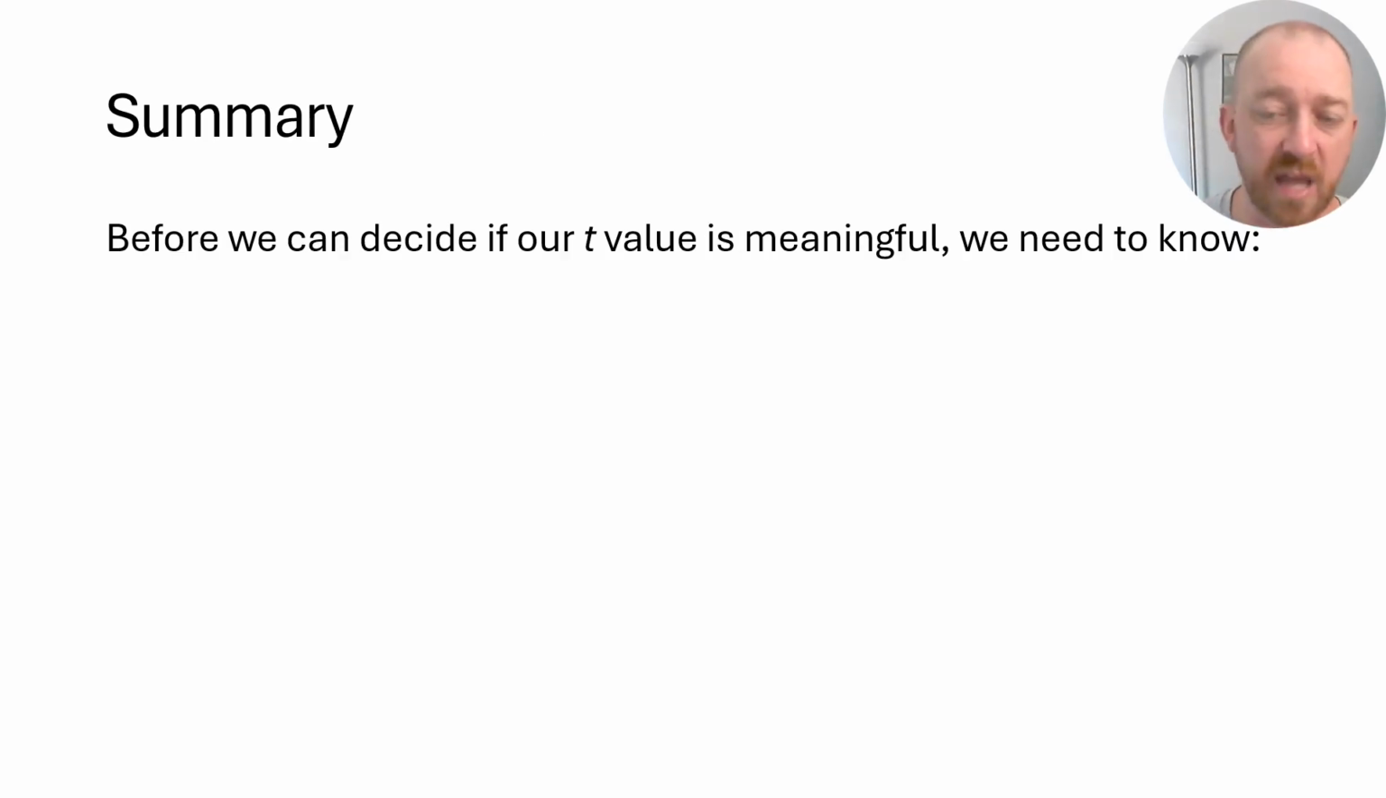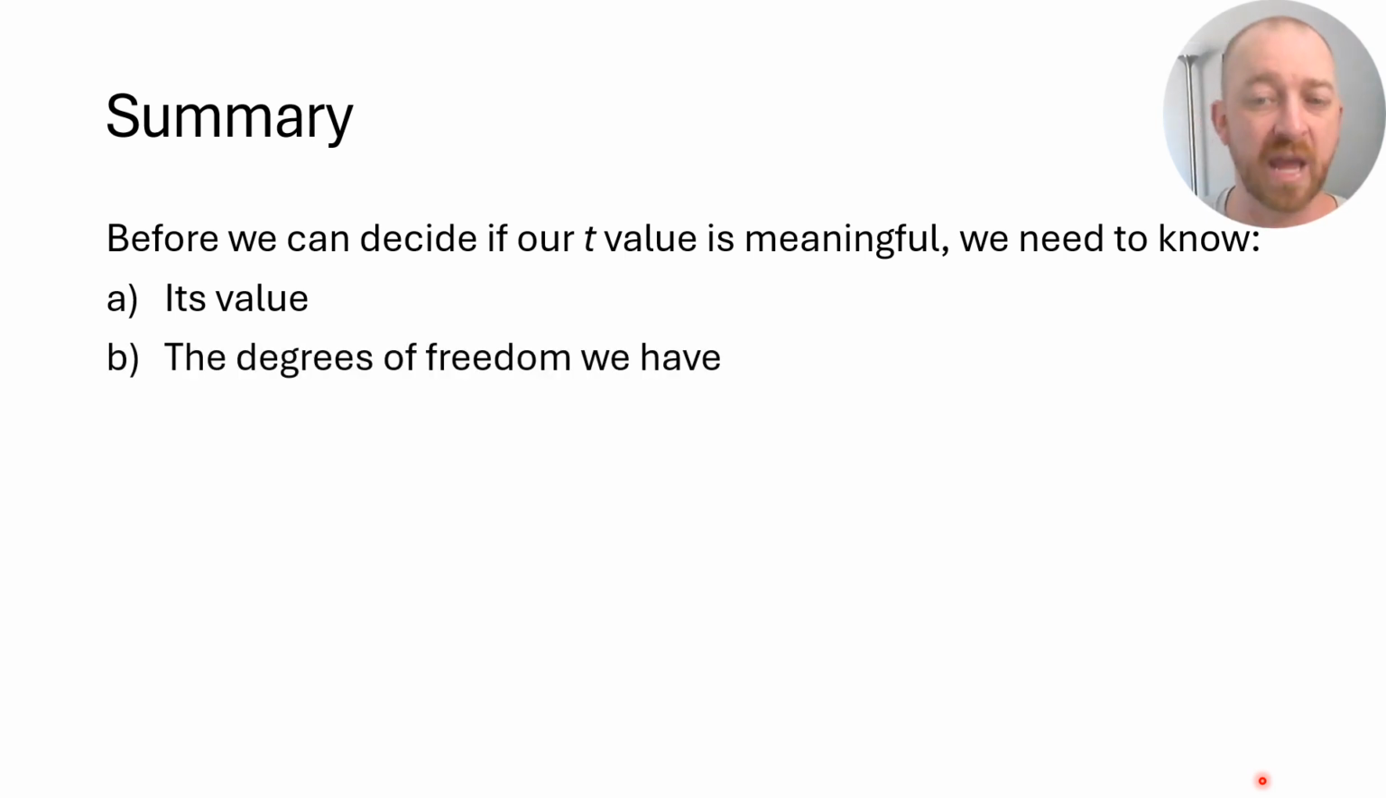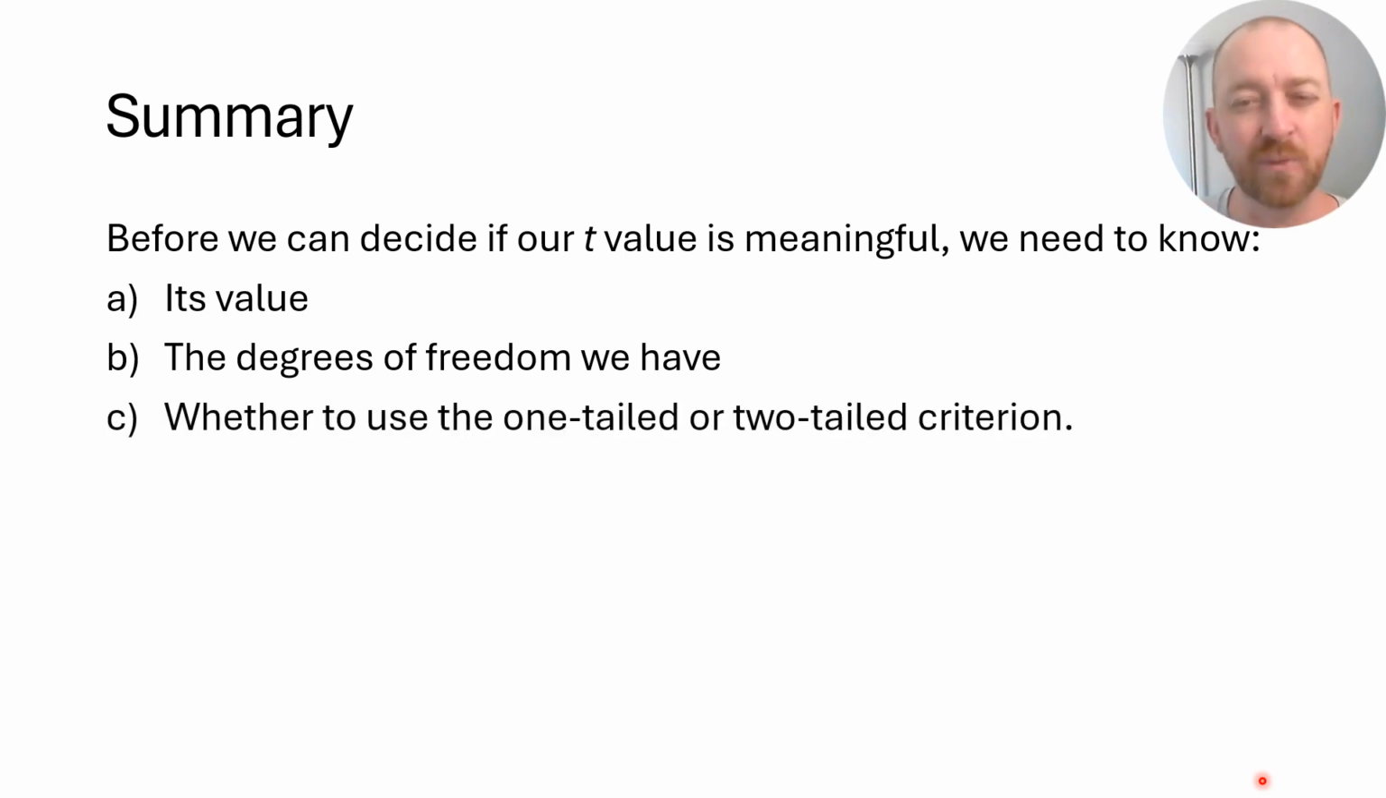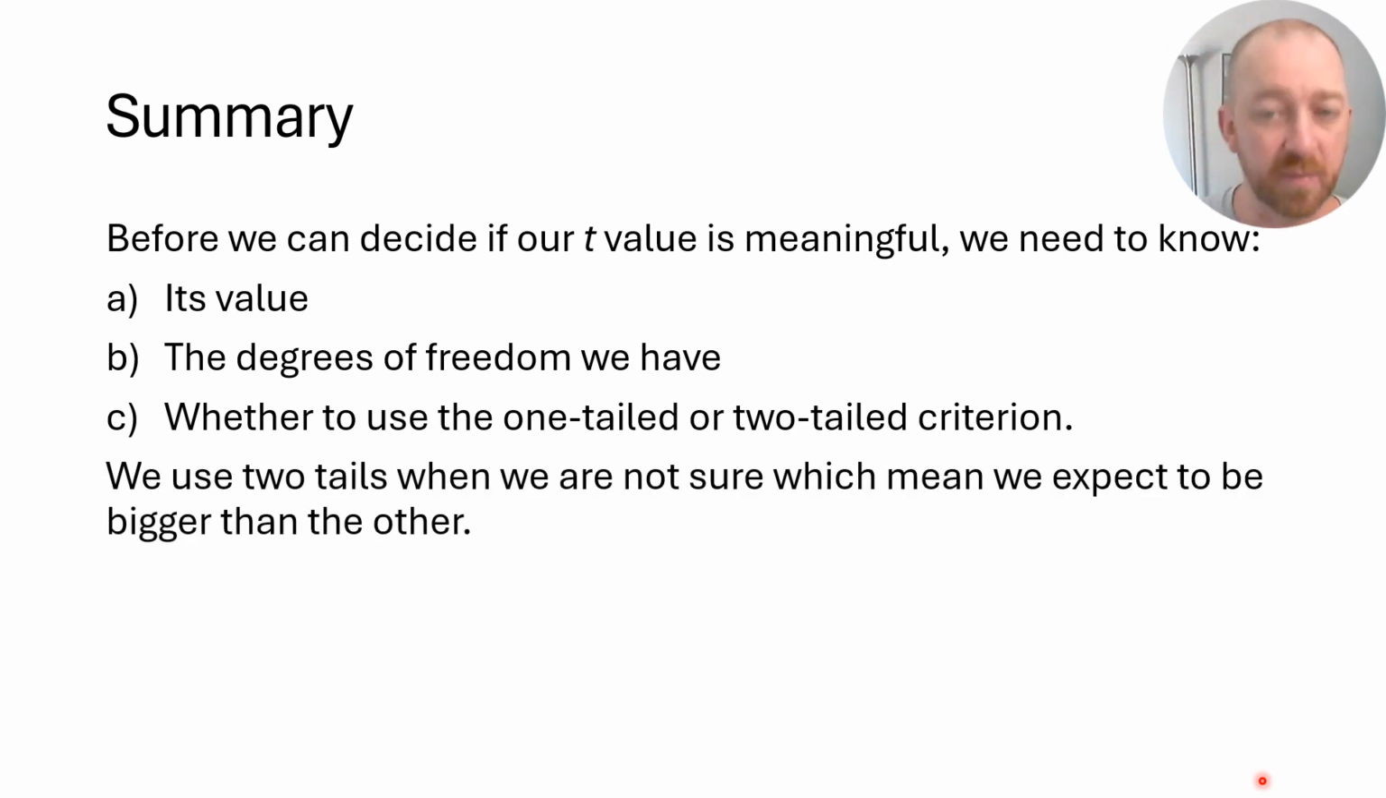Okay, so here's a recap of everything we've done. The things that we need to know before we can interpret our t-value: number one, its value. We need to figure out what it is. In this particular case, we found it's negative 2.62. We need to know the degrees of freedom we had for it. In this case, we had 11 degrees of freedom. And then the next thing we needed to figure out is, are we using the one-tailed test criterion or the two-tailed test criterion? We will pick up here and finally interpret our actual t-value in the next video.